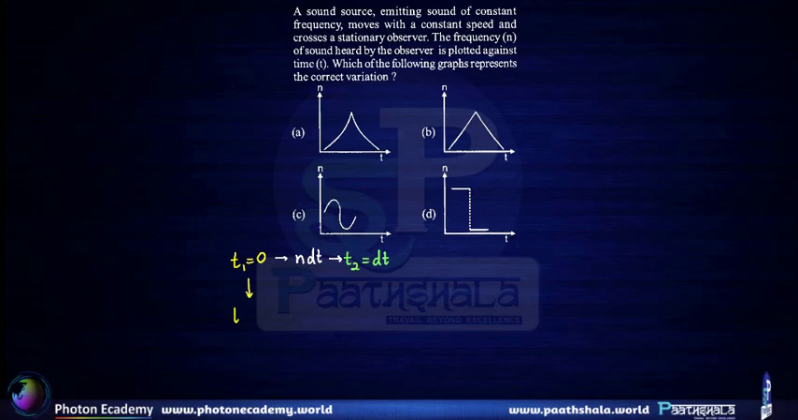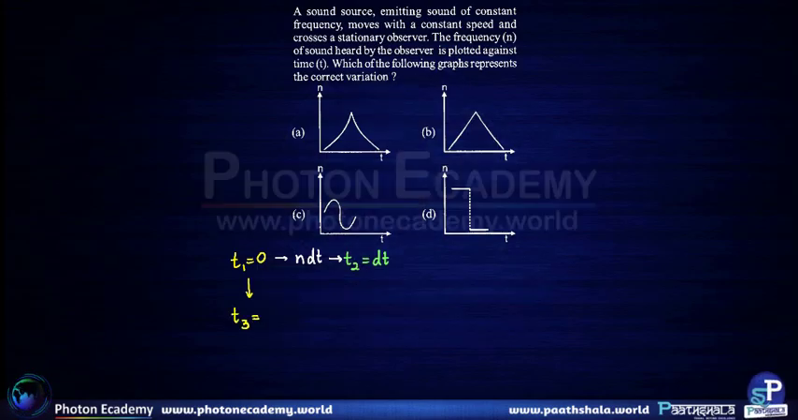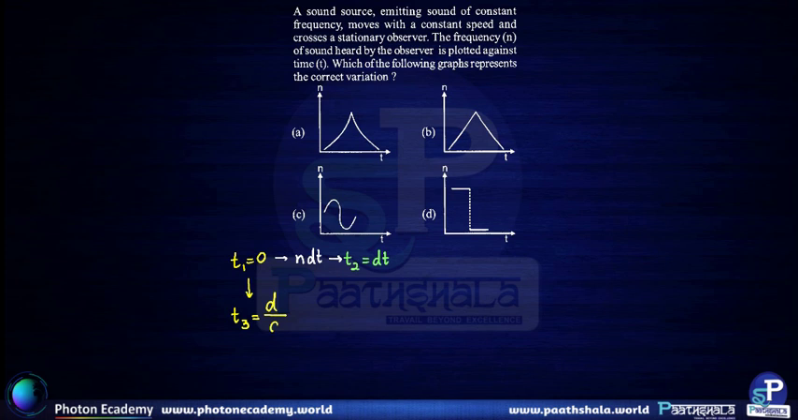Now at t3, the sound that is first emitted by the source would reach the observer. And how long would that take? If the distance between the observer and the source is d and the speed of sound is a, then it would take d by a time interval to reach the observer.